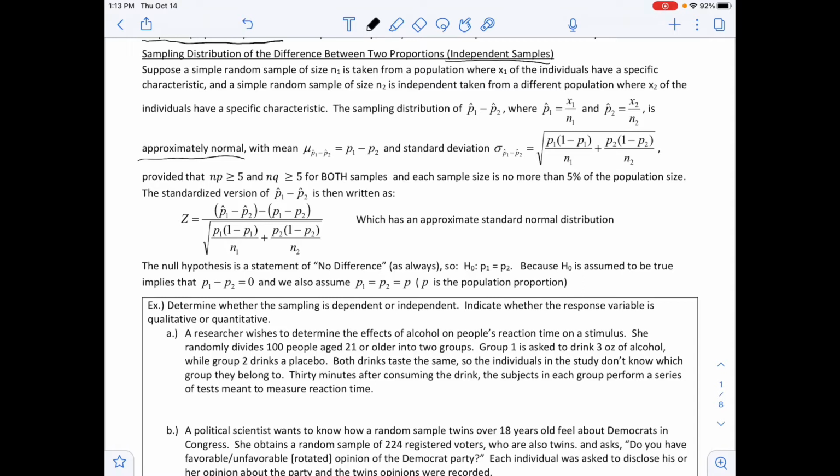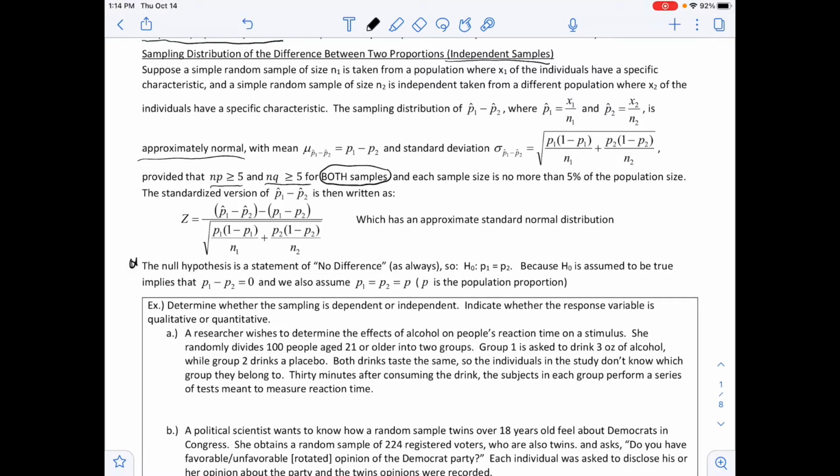We have a pretty intense formula here that we don't need to stress too much about because we will be using our calculator, provided that n times p is greater than or equal to 5 and n times q is also greater than or equal to 5 for both samples, and each sample size is no more than 5% of the population size. The standardized version of p1 hat minus p2 hat, to find that z-score, has an approximate standard normal distribution, again with mean 0 and a standard deviation of 1.